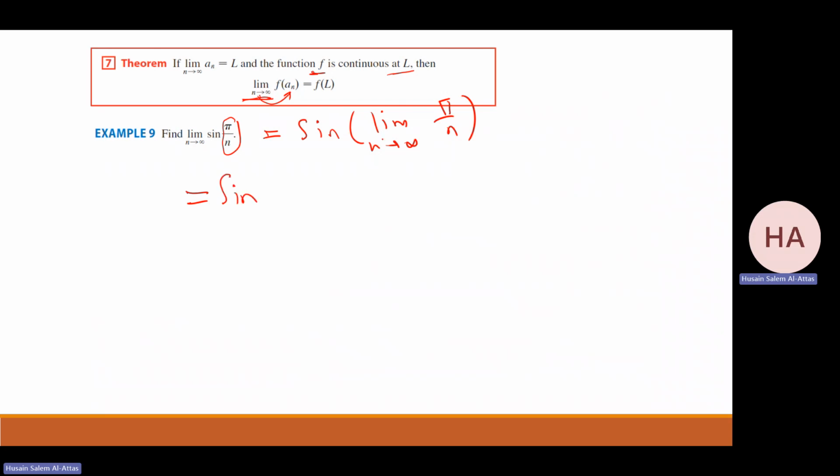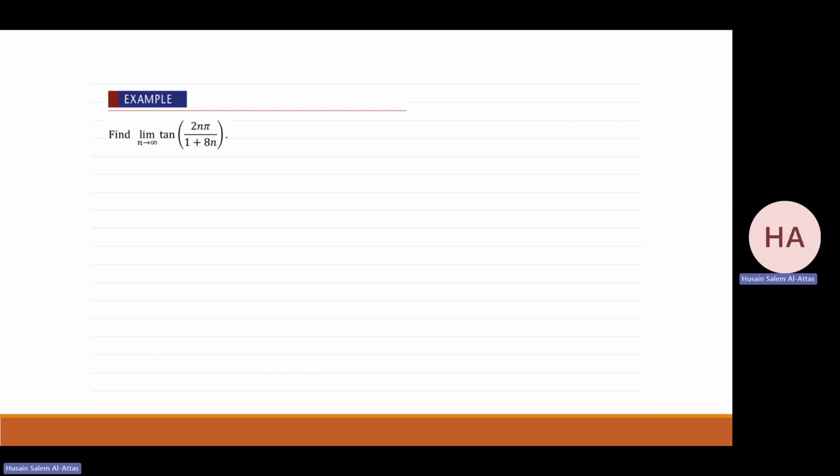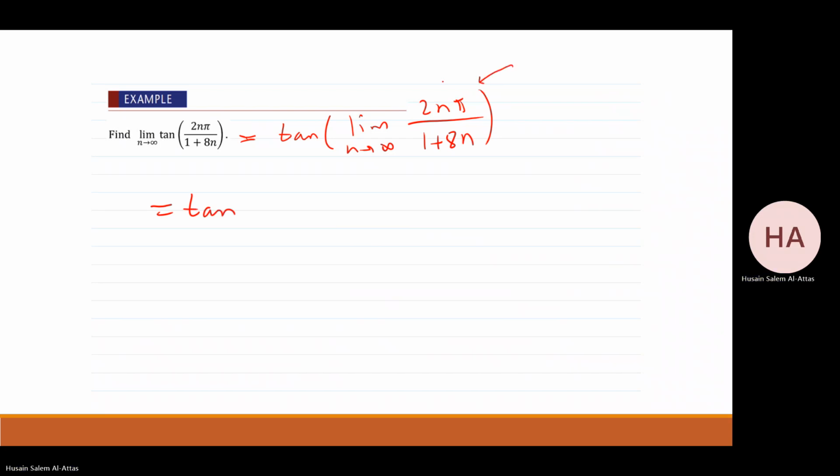Then I have sine of what? Pi over infinity. That will be 0. So that will be sine 0, which is 0. So this will be the limit. 2n pi, the same thing. I can take the limit inside. That will be tan of the limit as n goes to infinity of 2n pi over 1 plus 8n. What is this? Same degree with n. So I have tan 2 pi over 8. That will be tan pi over 4, which is 1.